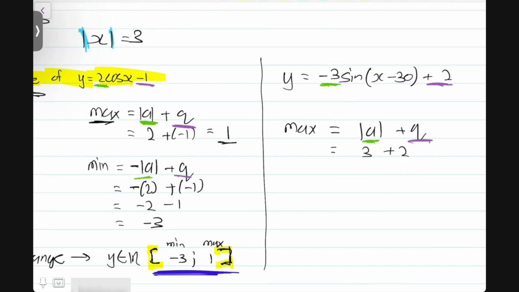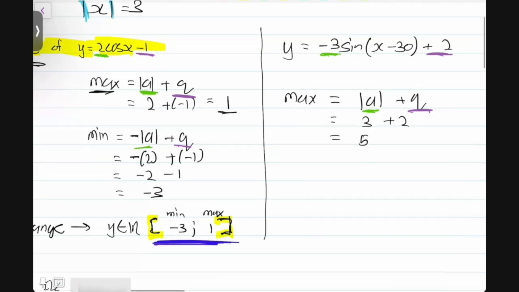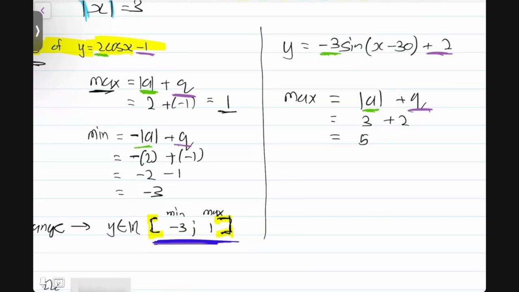Plus the 2. So our maximum in this case is 5. What would our minimum be? Our minimum is the negative version of our absolute amplitude, I should say. So that's going to be there, and there's your Q value. Here, this is going to be negative.